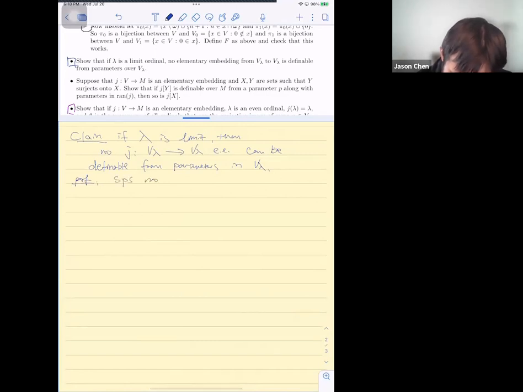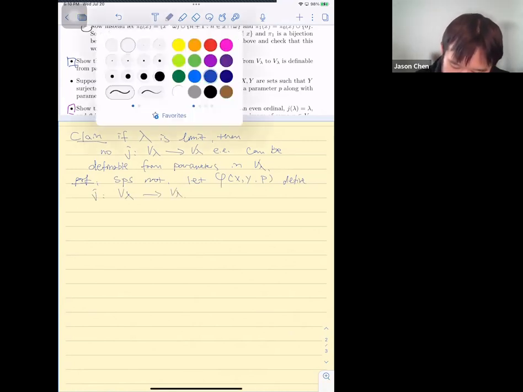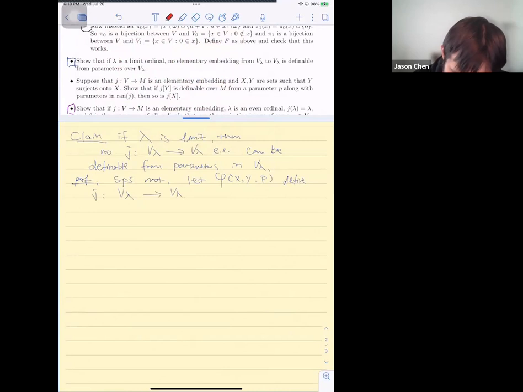Suppose not. So we let this formula phi, taking two variables and some parameters P, define an elementary embedding J going from V lambda to V lambda. Now, let's pause a moment and think about how you might want to do this.